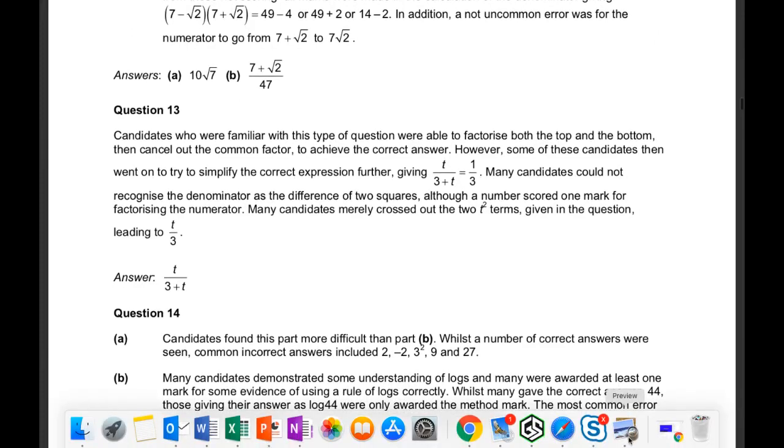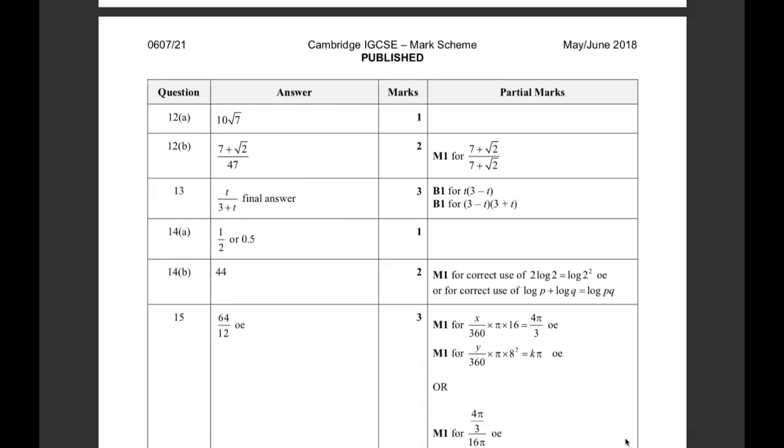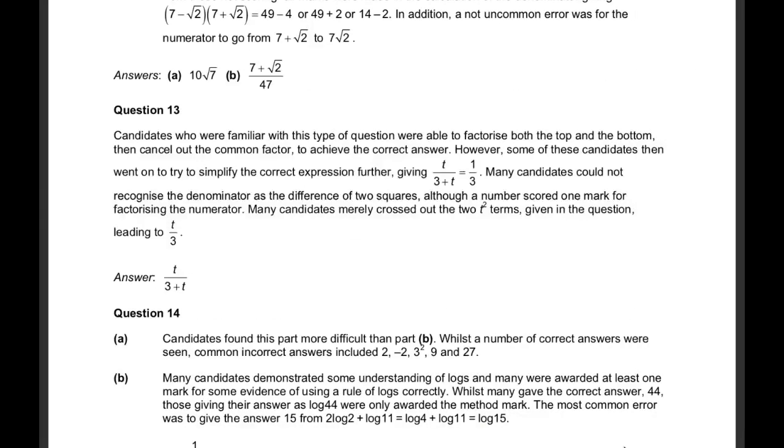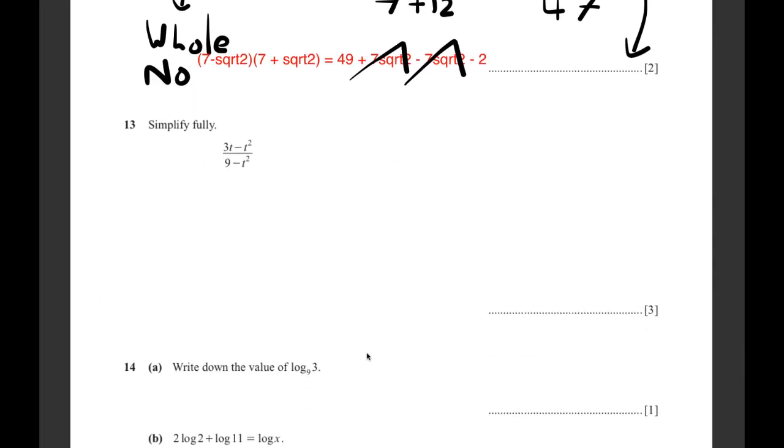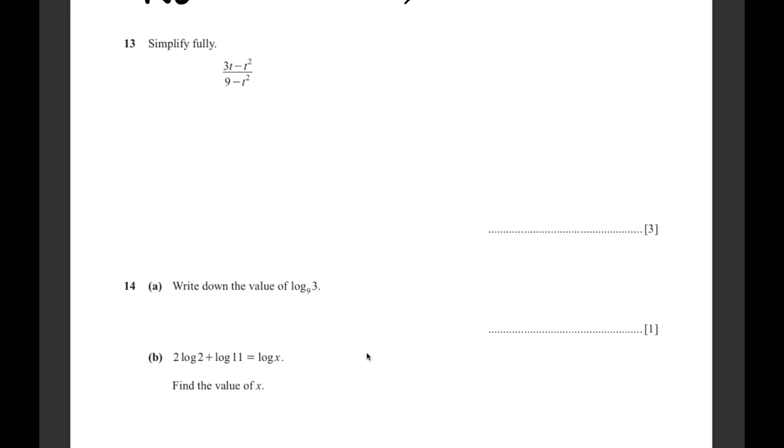So let's keep moving on. 3 more questions to go. Let's keep moving on forward. So what have we got now? Okay, a factorising question. Simplify fully.